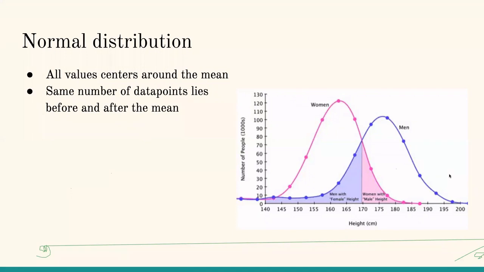What does this mean in real life? Let's say the average height of women is 162 centimeters. This means that a lot of women will have a height of 162 centimeters, but the number of women who are shorter than 162 and the number of women who are taller than 162 are about the same in number in the world. So that is normal distribution.